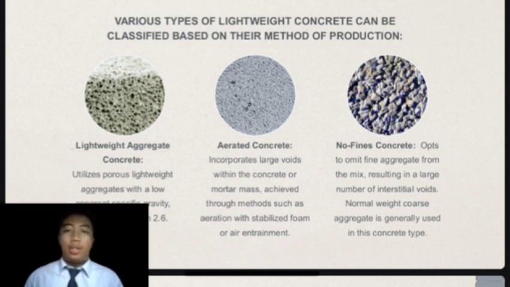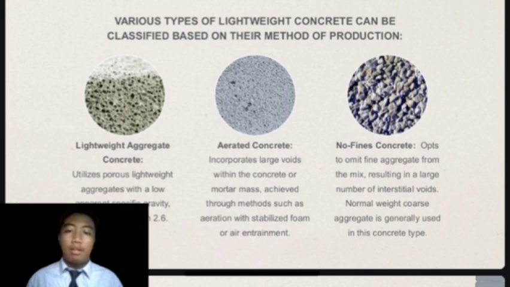First on the left, we have lightweight aggregate concrete. This is what we discussed earlier. It utilizes porous lightweight aggregates with low specific gravity, typically lower than 2.6. In the center, we have aerated concrete. This method doesn't just rely on the aggregate for lightness. Instead, it incorporates large voids directly into the concrete or mortar mass. This is achieved through methods like aeration with stabilized foam or air entrainment.